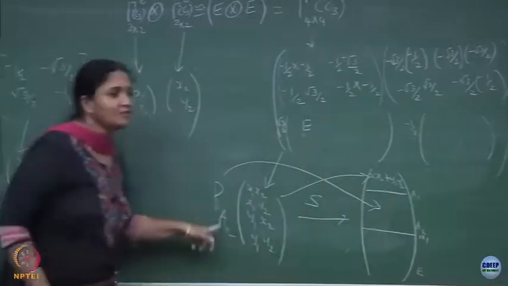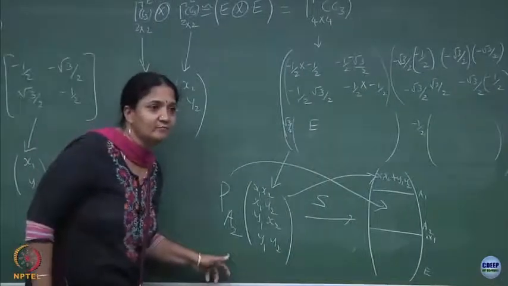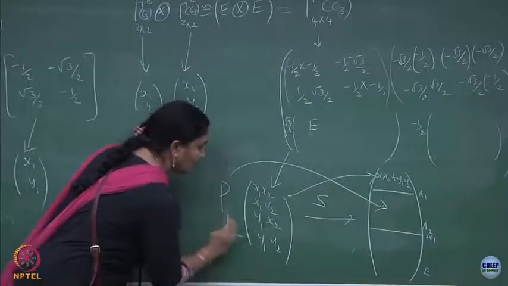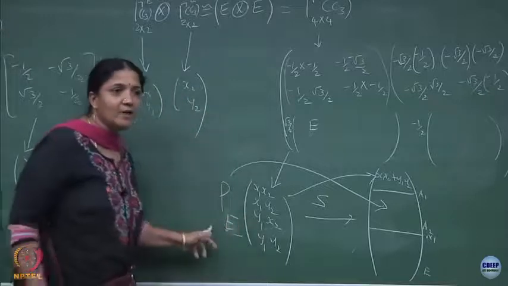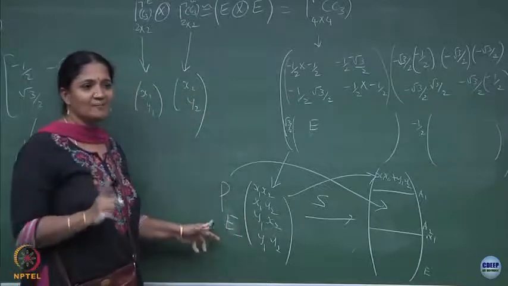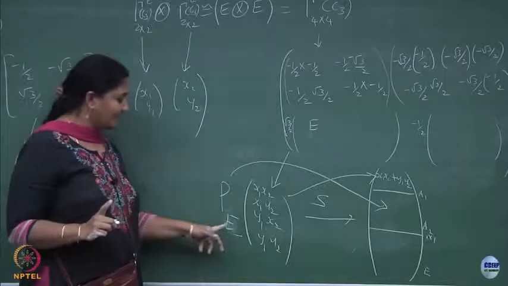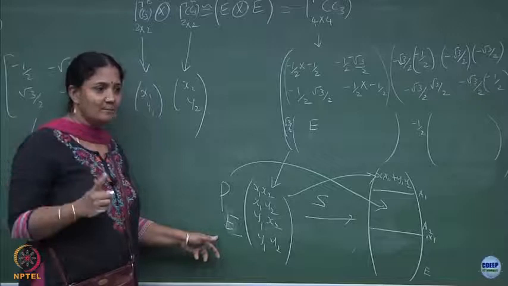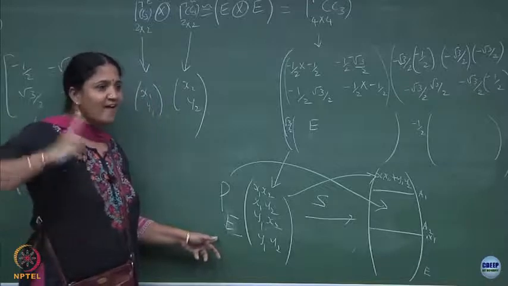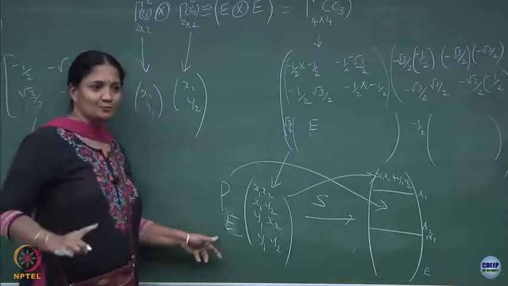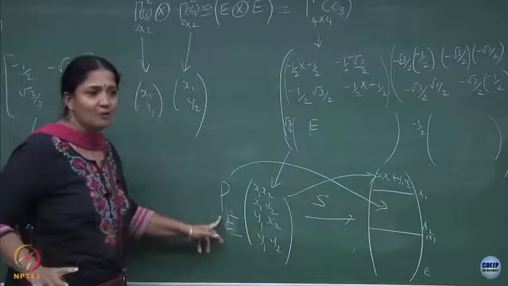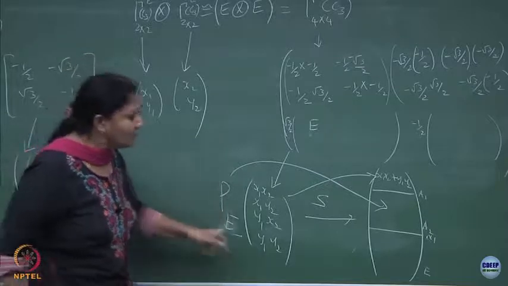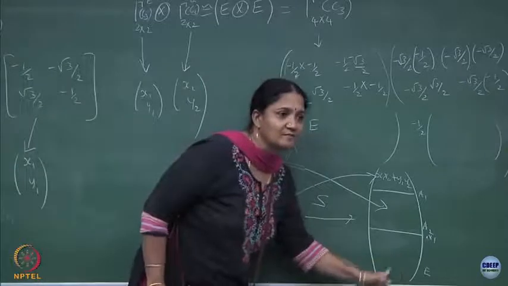If you do a projection operator E, what should be the rank of this projection operator? It is a 2-dimensional projection operator, or it will give you 2 independent bases, which means its rank is 2. It is a rank 2 projection operator, and the rank 2 projection operator will give you these 2 bases.